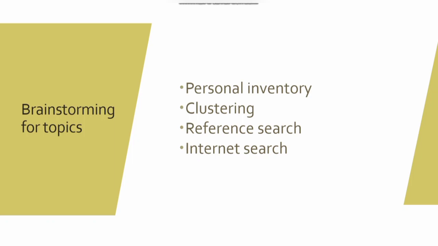And next is internet search. If you cannot find it in an encyclopedia during the reference search, you can find it through an internet search. There are so many search engines on websites, for example Google, and you can also find interesting topics in a search engine like Google.